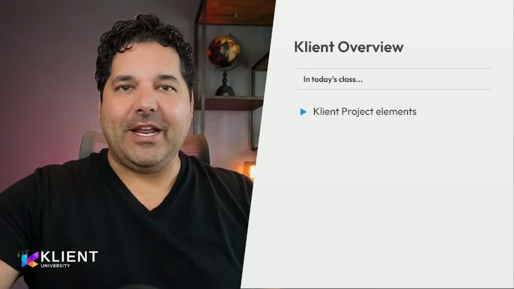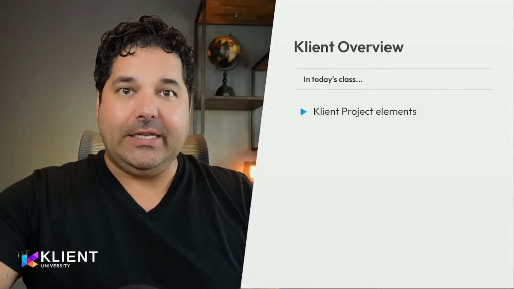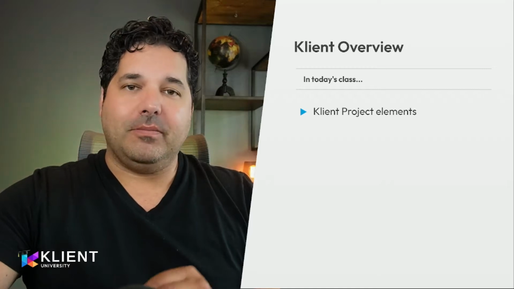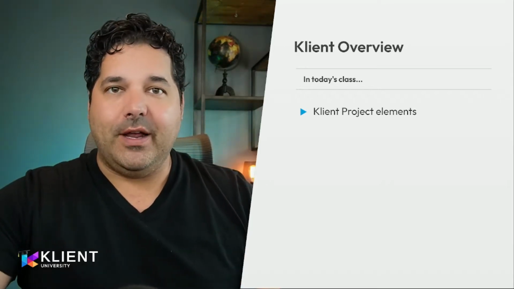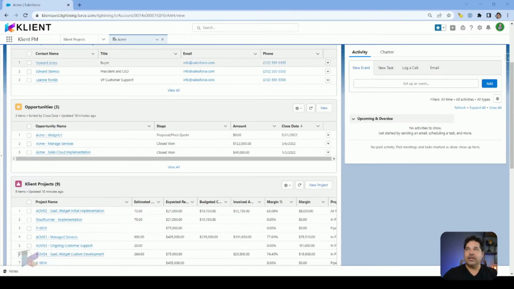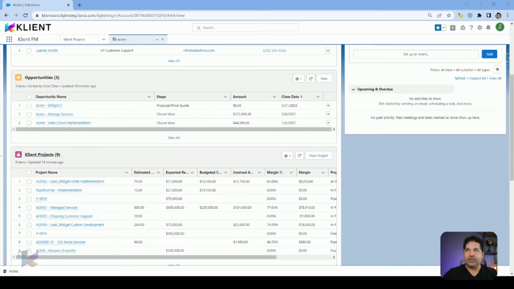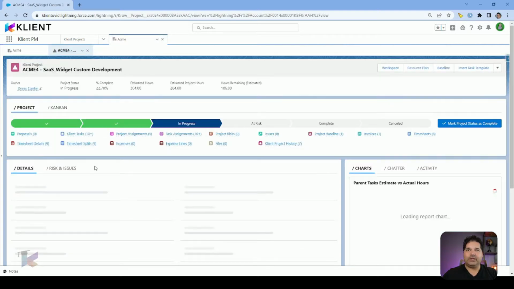So at this point, we're getting closer to looking at the data we can find on some client-related records. Let's start by looking at the client project and what elements we can find on that record. So let's jump to this view. We were on an account. Let's scroll down to its client project related list and select one of the projects we'd like to look at.